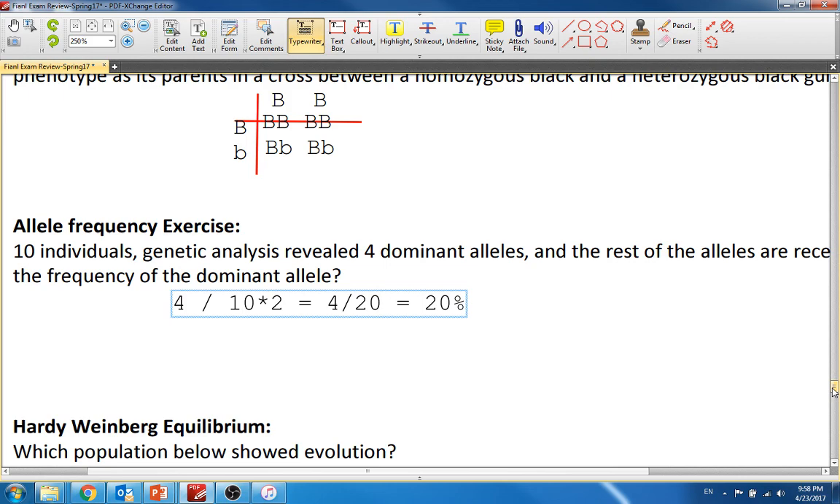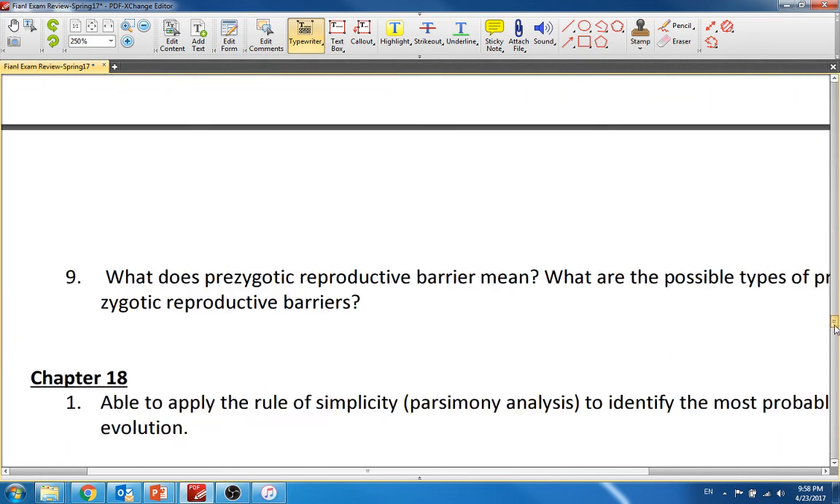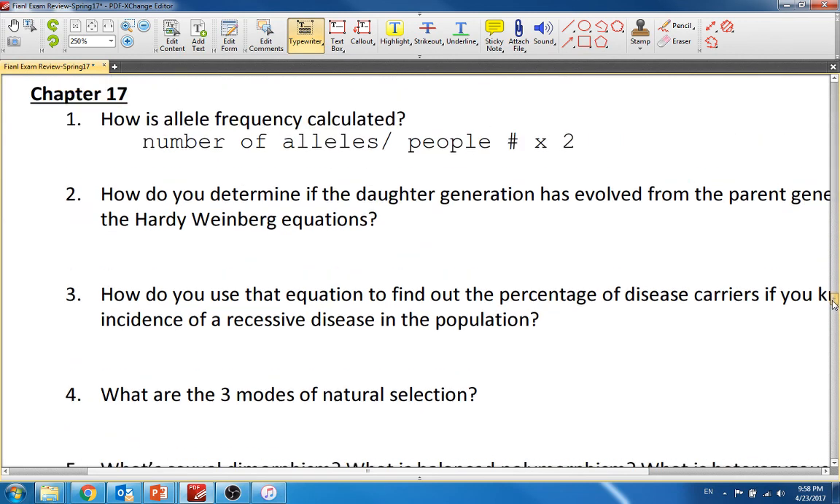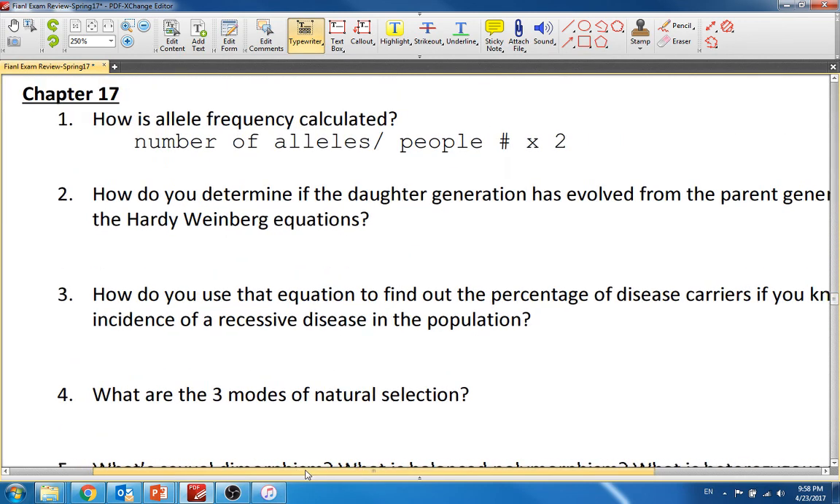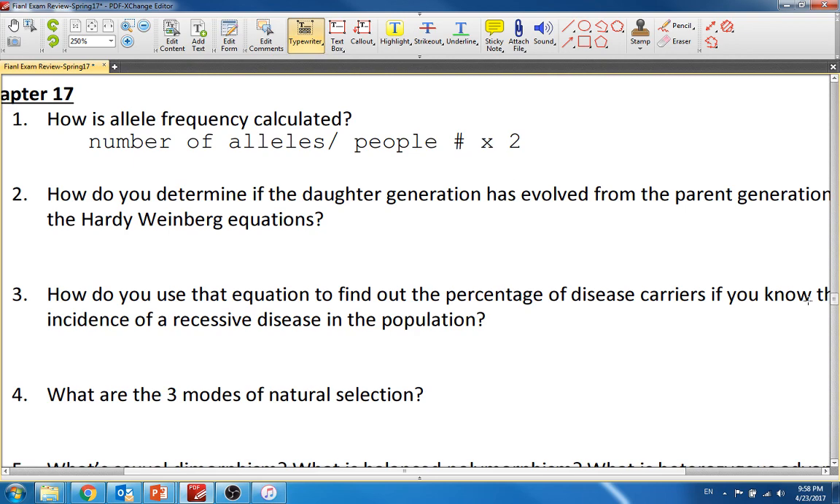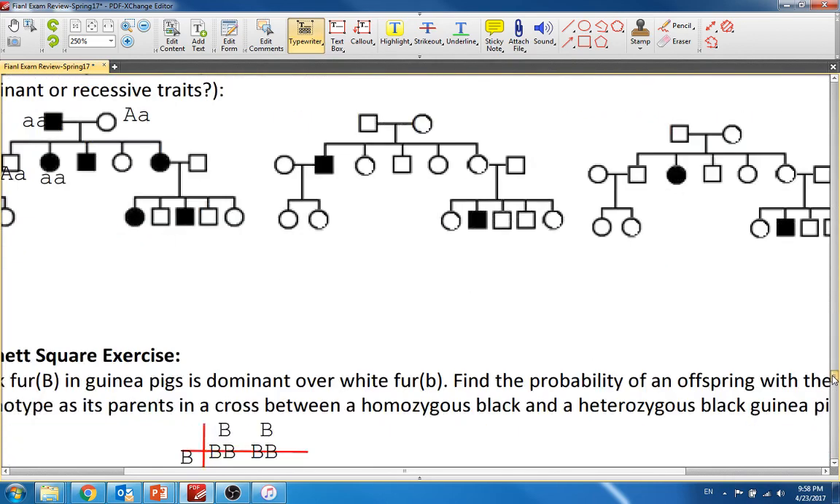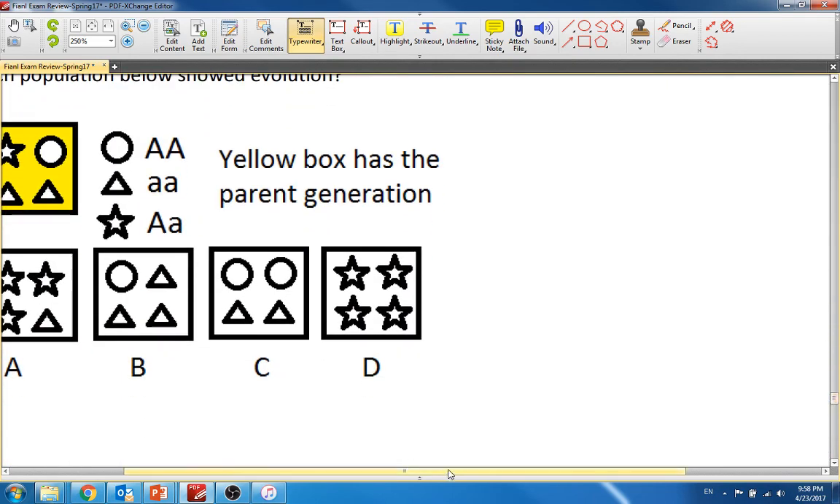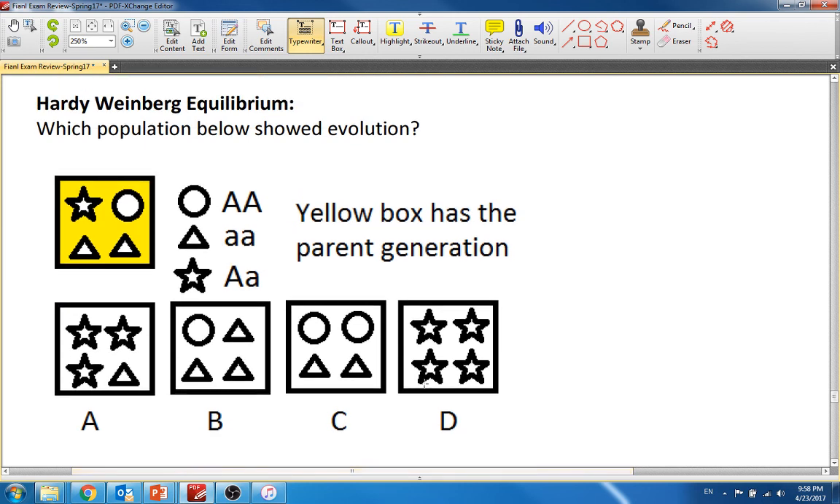Question number 2. How do you determine if the daughter generation has evolved from the parent generation by using the Hardy-Weinberg equation? Basically, the Hardy-Weinberg equilibrium suggests that if a population shows no evolution, then the allele frequency does not change. So you will calculate the allele frequency in these different populations, and if you do not see a change, then there's no evolution.